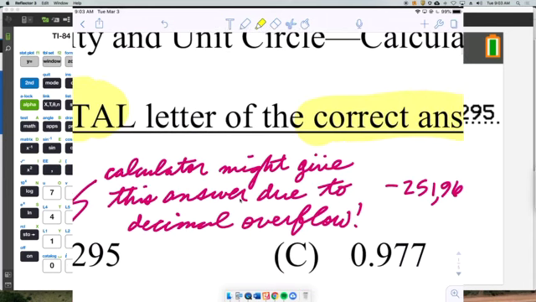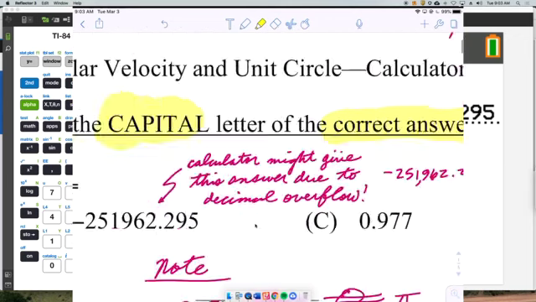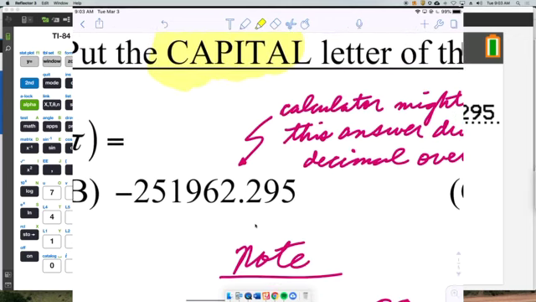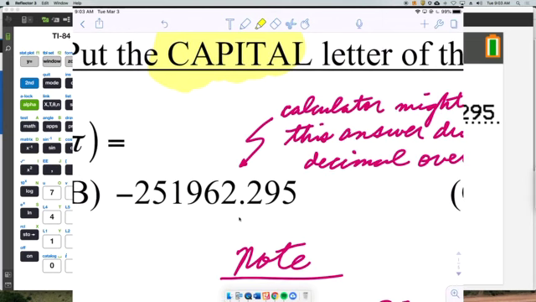Calculator might give this answer due to decimal overflow. We talked about that. Okay, I worked an example for you. That's not the right answer. Some people caught it because they thought about it. Others did not think. They were just processing, right? They were just, when I see this, I do that. And you're the boss of the calculator. You are the boss, not the calculator.